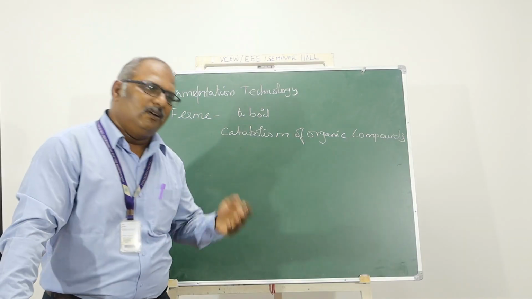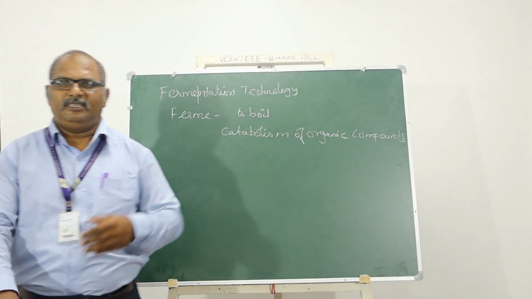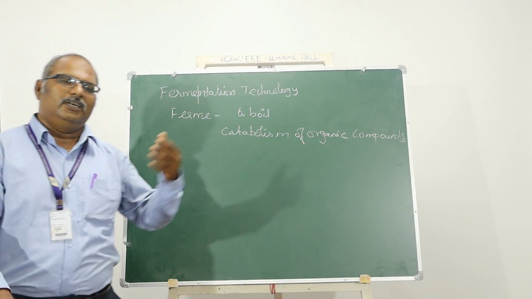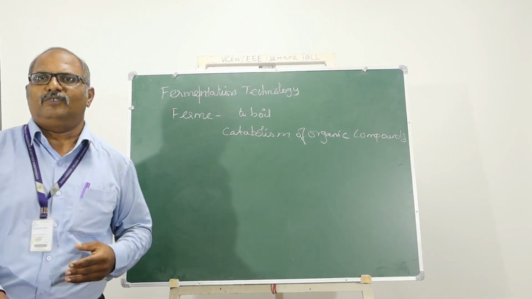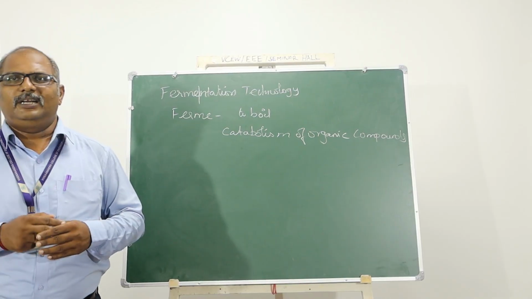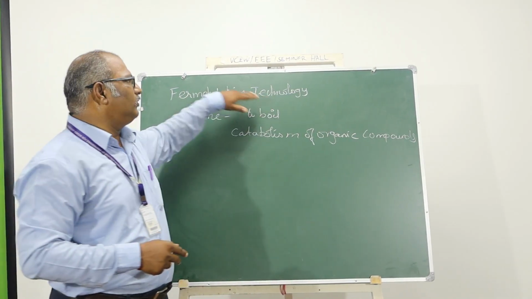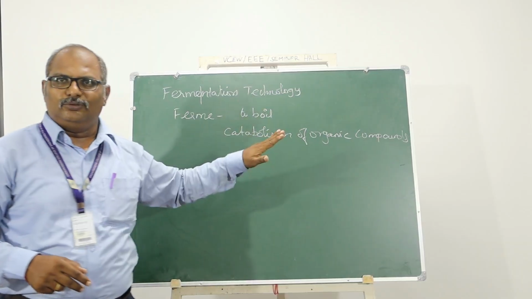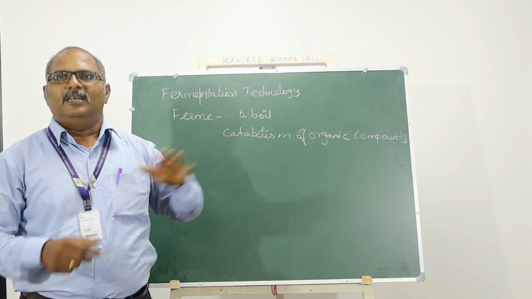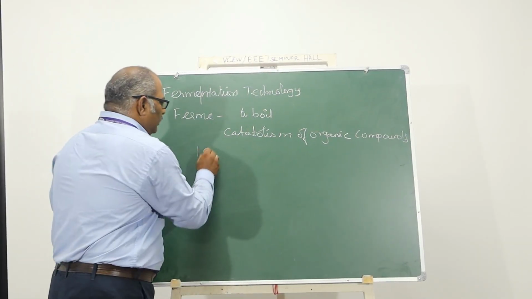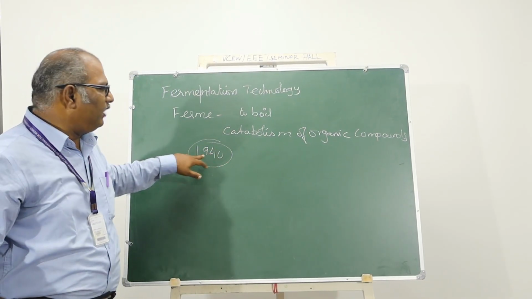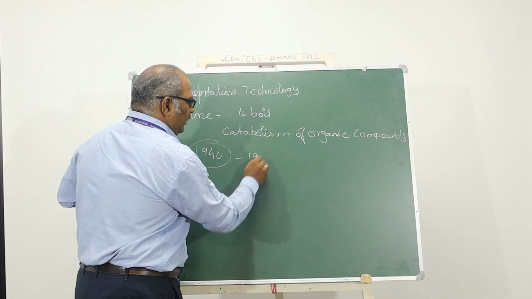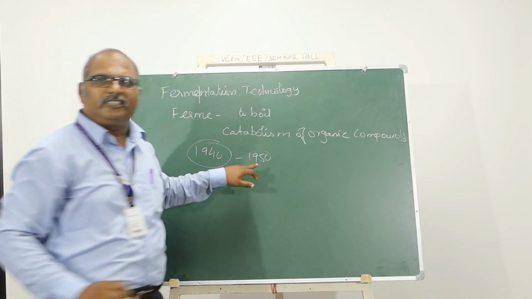For example, right from our ancient times, we have been drinking alcohol, that is wine, which is produced by means of fermentation. Right from the Rig Veda and Yajurveda itself, this fermentation technology has been used. But exactly by 1940, this 1940 is important. Right from 1940 to 1950, the industrial revolution takes place.